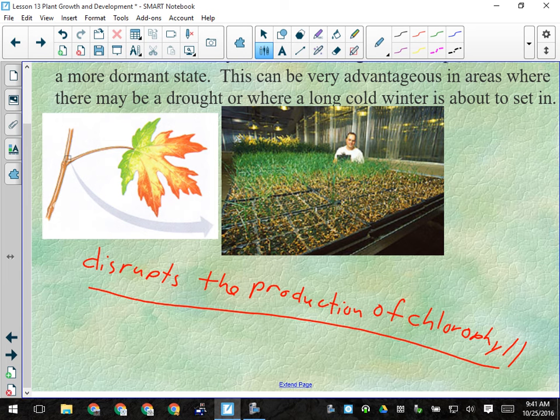You don't want to have a whole bunch of water in the xylem of a plant when freezing temperatures arrive, because it'll expand and it'll crack a tree open or any other kind of plant. So abscisic acid signals a plant for dormancy.